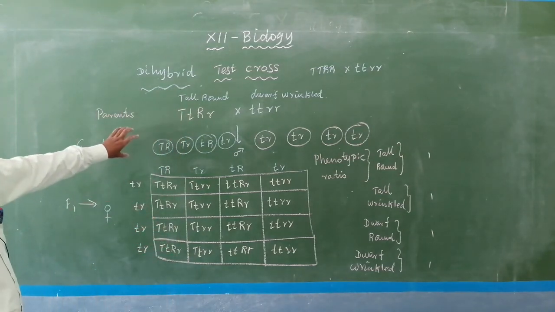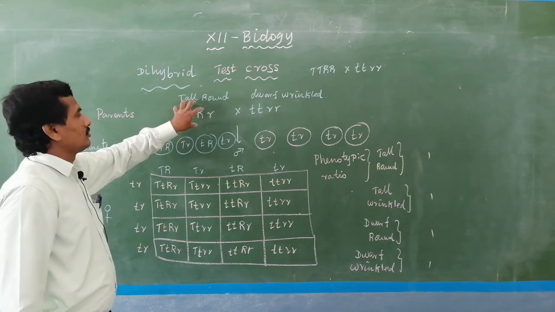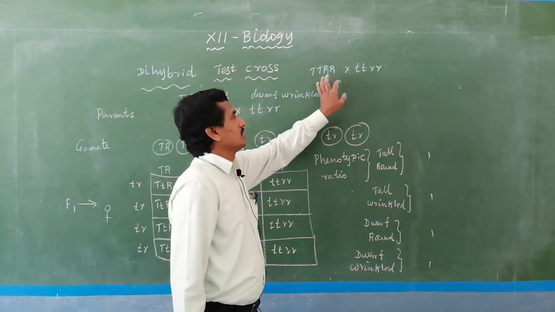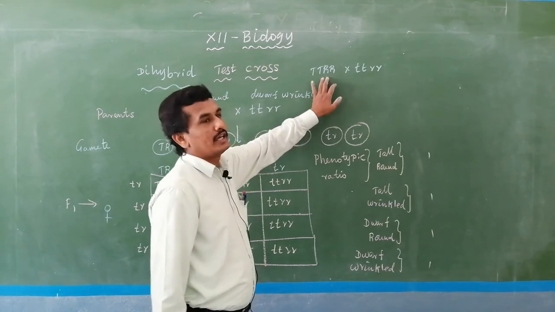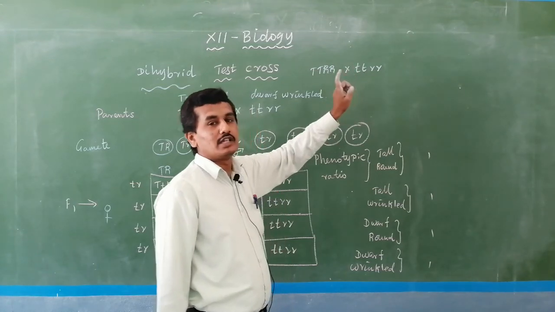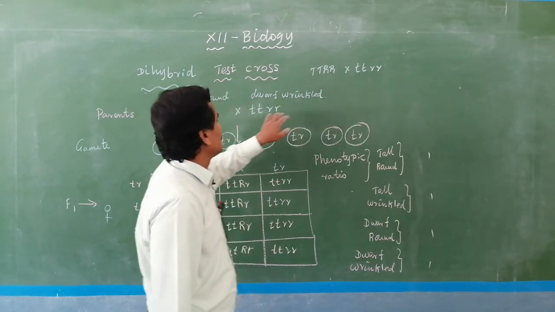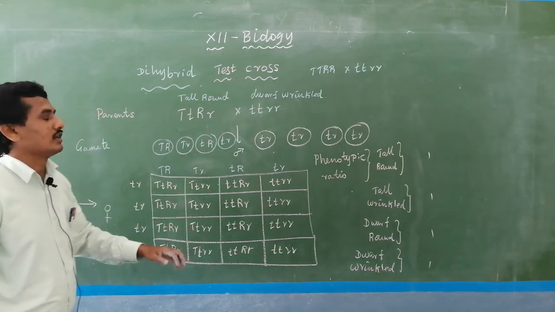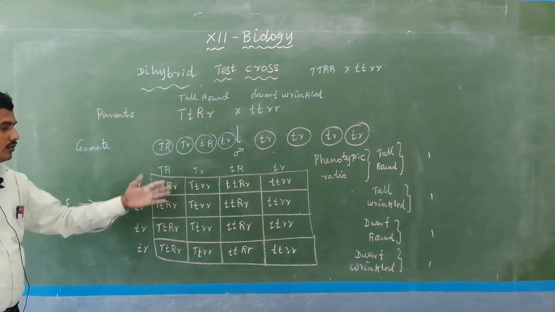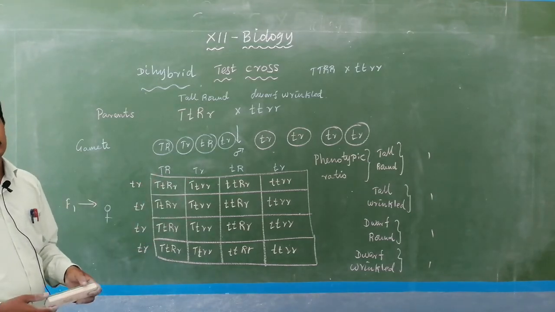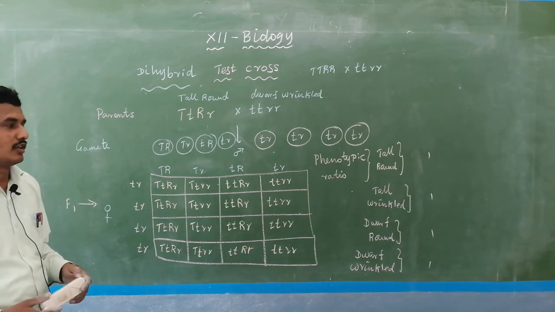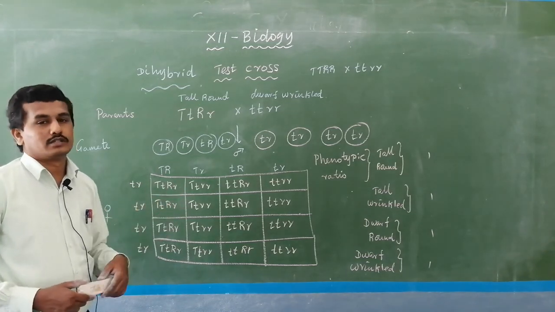Test cross is nothing but the heterozygous tall round crossed with the recessive parent. This is the dominant parent, and this is the recessive parent, because it is not expressed in the F1 generation as in the dihybrid cross. So it is crossed with the recessive parent, that is dwarf and wrinkled, and gametes are produced, and only four characters are produced phenotypically. The phenotypic ratio of the test cross is 1:1:1:1.